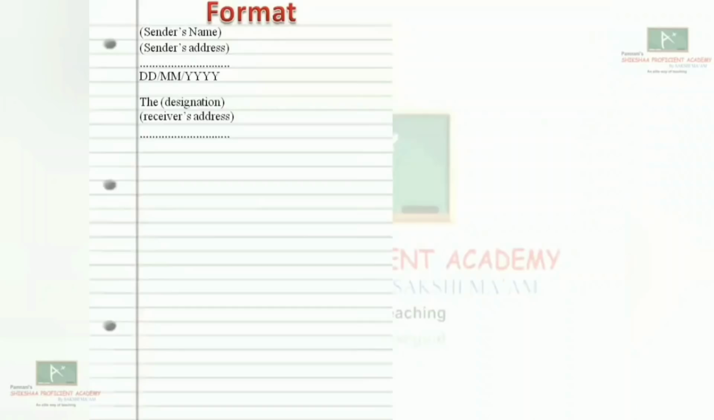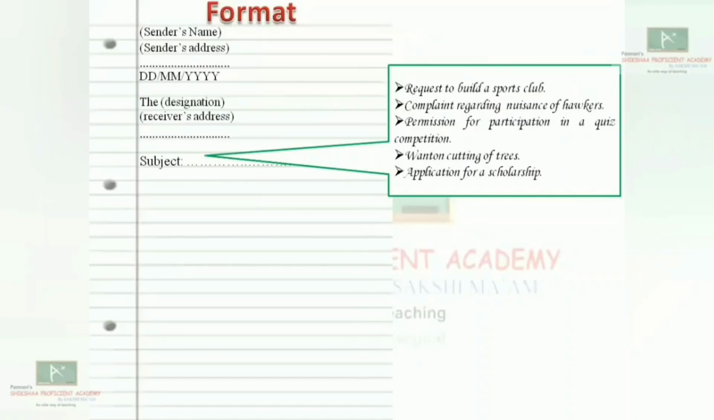Again, we will leave a line and write our subject. A formal letter requires a subject. The subject should be short and to the point. For example: request to build a sports club, complaint regarding nuisance of hawkers, permission for participation in quiz competition, wanton cutting of trees, application for a scholarship.